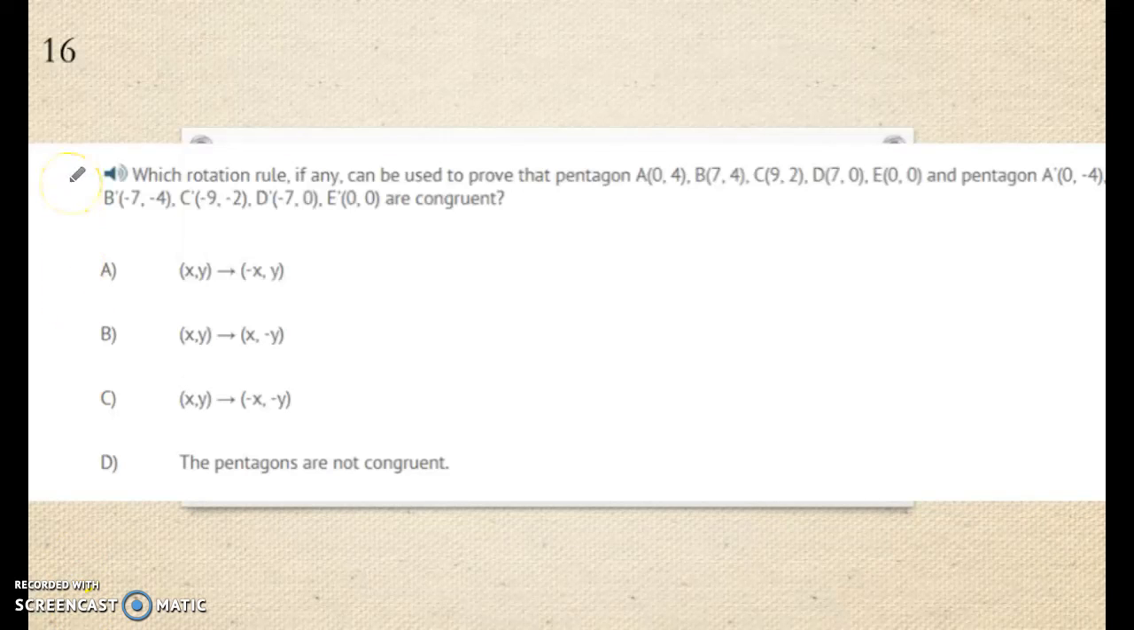Number 16. Which rotation rule, if any, can be used to prove that pentagon ABCDE and pentagon A prime, B prime, C prime, D prime, and E prime are congruent? Alright, so let's just compare the corresponding points. We're going to compare A to A prime. Let's look at those first.